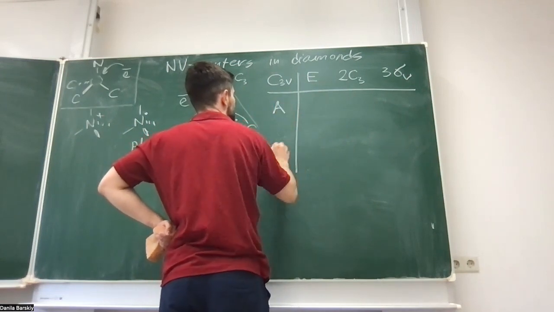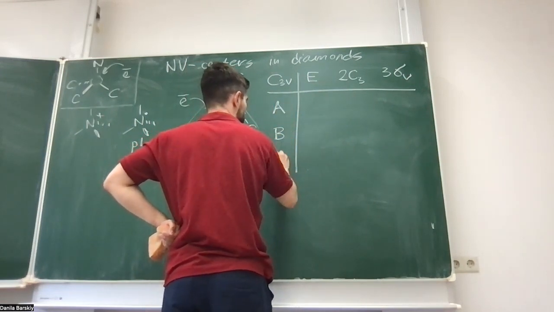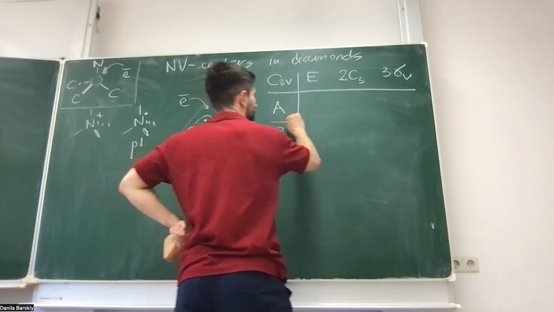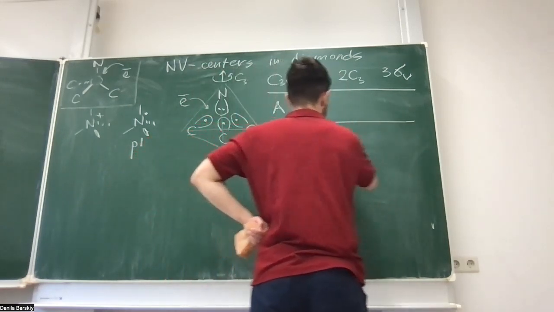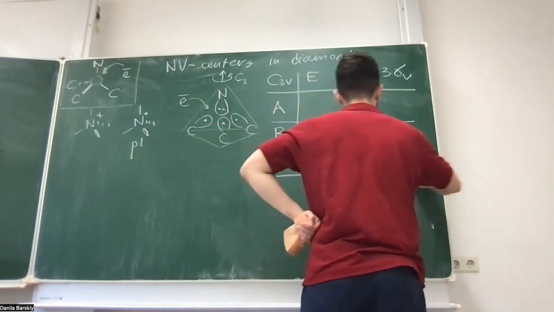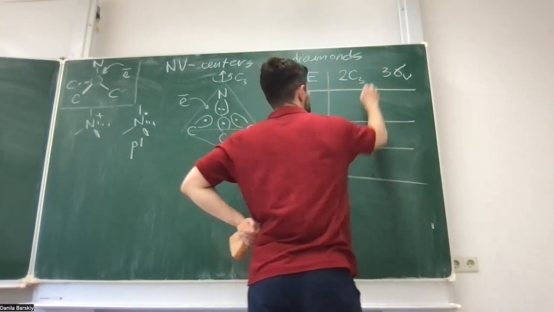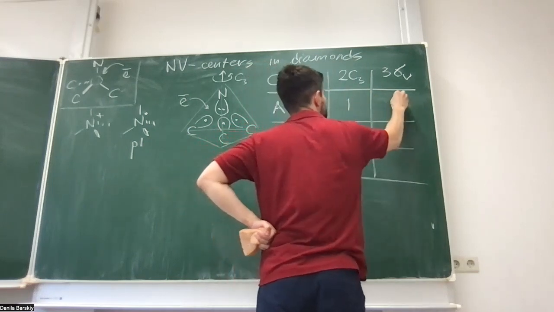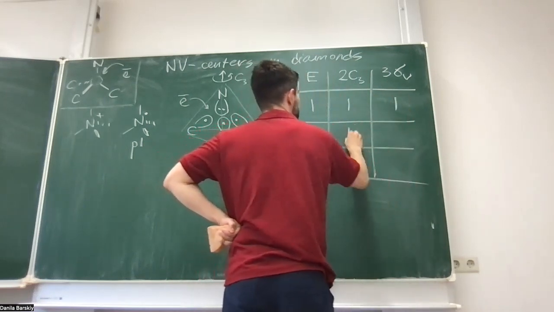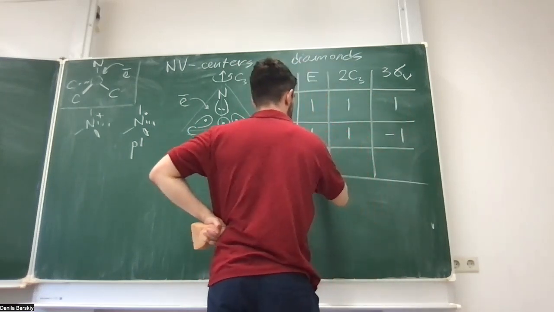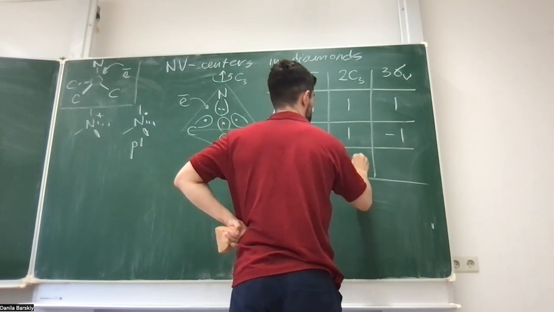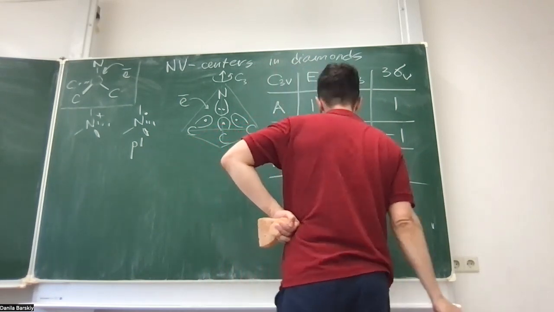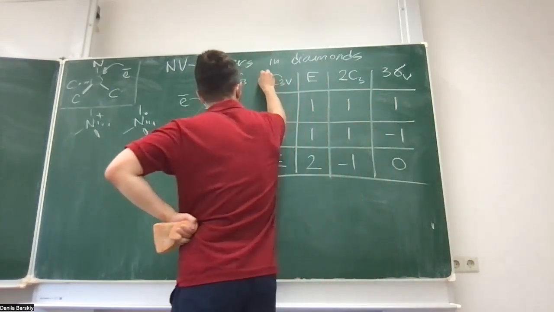Here we have the irreducible representations A1, A2, E. And we fill up the character table. 1, 1, 1, fully symmetric. 1, 1, minus 1. And 2, minus 1, 0. Okay, that's what we're going to use today.